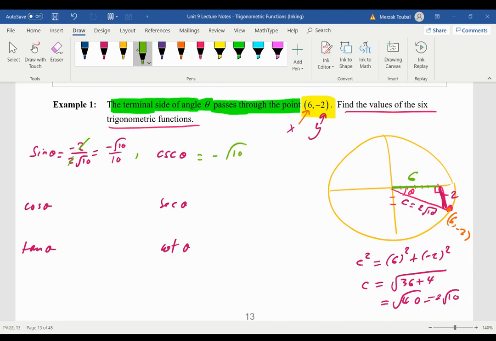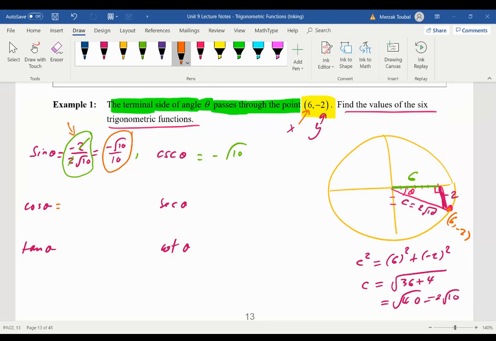So I would take the reciprocal of this, not the final answer of the sine. Because if you take the reciprocal of the final answer of the sine, then you have to rationalize. But if you use this expression, then you don't have to rationalize. Right? Okay, let's do cosine.